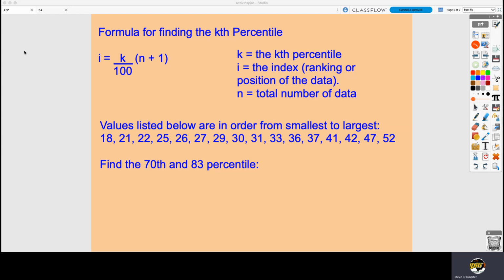Then we just use the equation to figure out what number is going to be the 70th percentile here. We just plug stuff into this equation. So we're trying to figure out what I is. I equals, K stands for the percentile, so 70 over 100. And then our N stands for how many numbers we have? We have 16 of them. So we go 16 plus 1. And we just multiply those out.